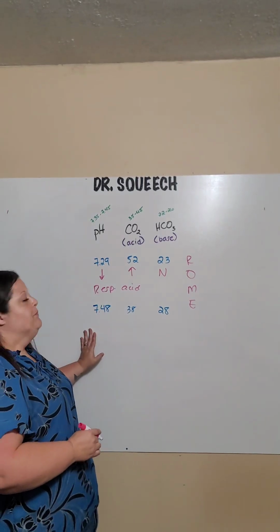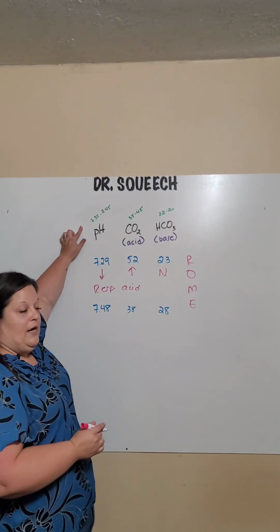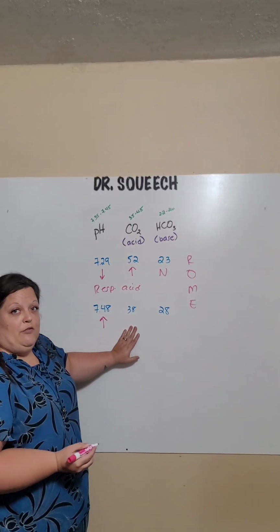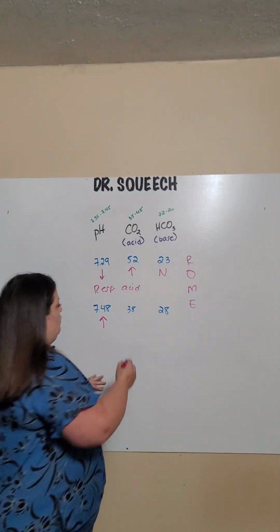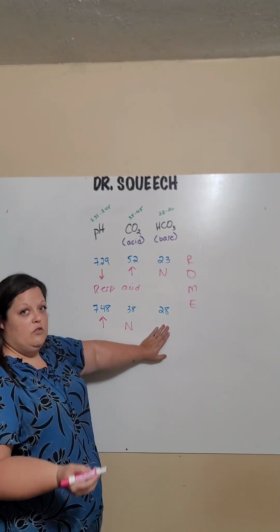Let's do the next one. This one, pH is 7.48. It's above the normal range. So we're going to put an up arrow. A CO2 of 38, perfectly fine, perfectly normal. And a bicarb of 28. Now that's above the normal level.